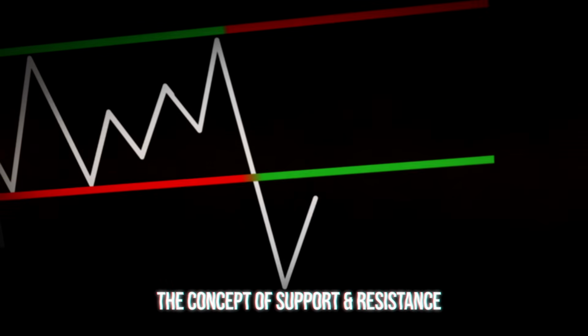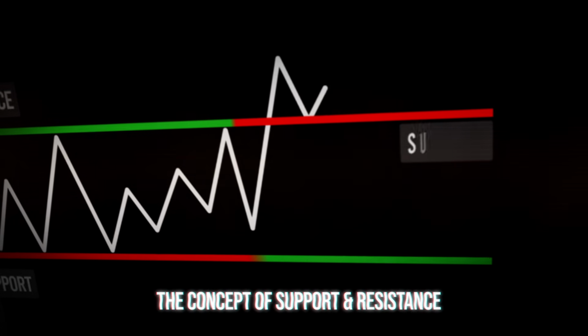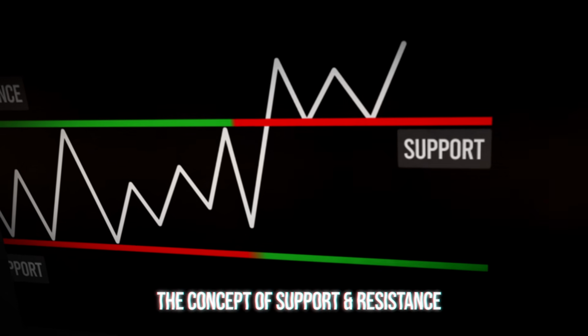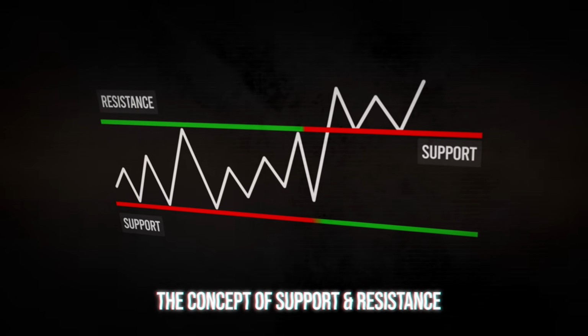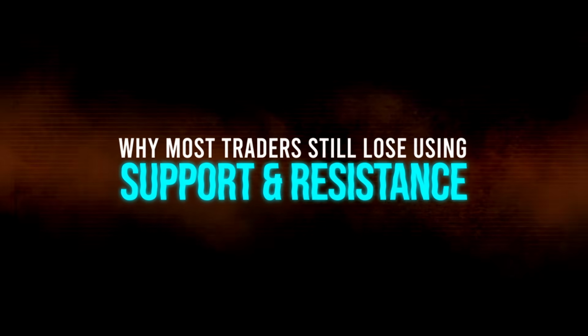When support is broken, it can become resistance. And when resistance is broken, it can become support. That is the basic concept of support and resistance. And most traders honestly understand this part. But here is where things start to break down and why most traders still lose using support and resistance.